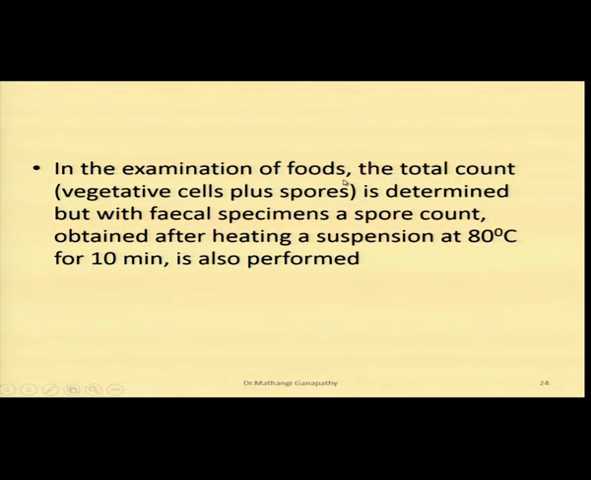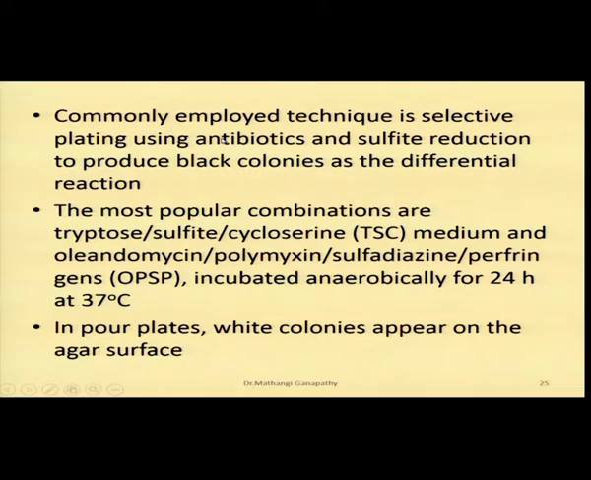On examination of the food, the total count, that is vegetative cells plus the spores, is determined, but with the fecal specimens, a spore count is obtained after heating a suspension at 80 degrees centigrade for 10 minutes. This is also performed. The commonly employed technique is selective plating. In selective plating, we use antibiotics and sulfite reduction to produce black colonies as the differential reaction.